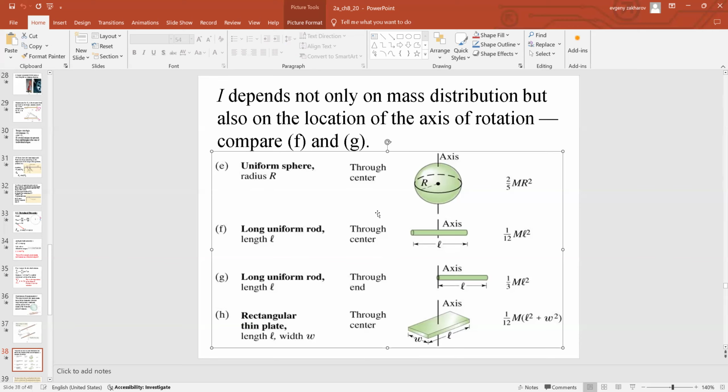So all you have to do is just see what kind of object is given, and then consider a certain coefficient for that rotational inertia. You don't have to derive those coefficients.